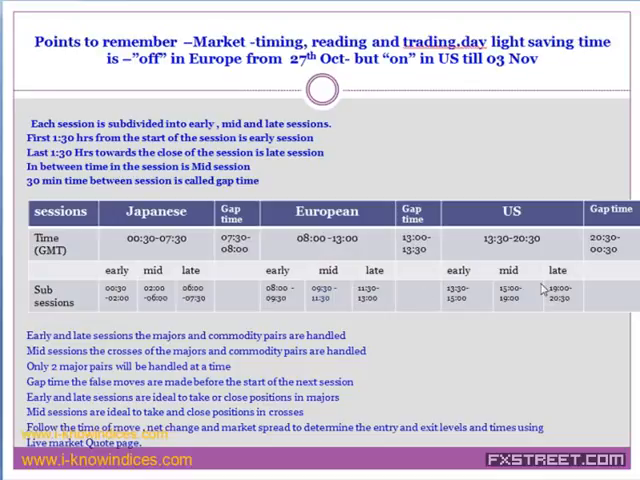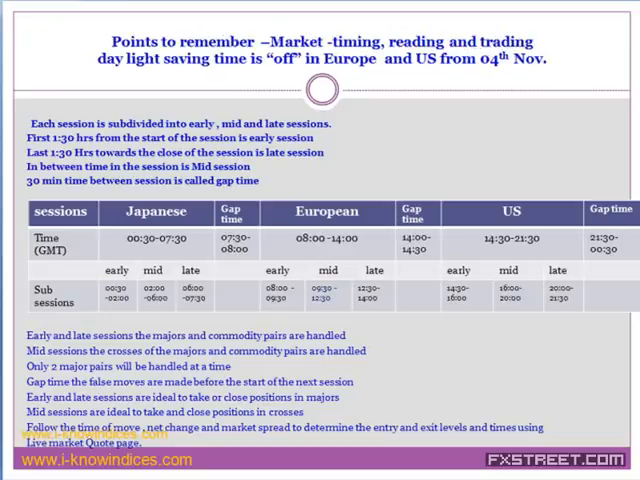Then US session timings will be as usual till 3rd of November. Then from 4th of November, both Europe and the US will switch off the daylight saving time. As a result, they will use the standard time.